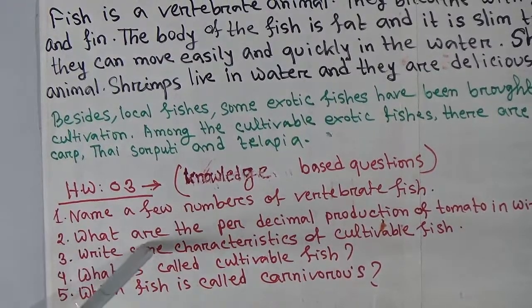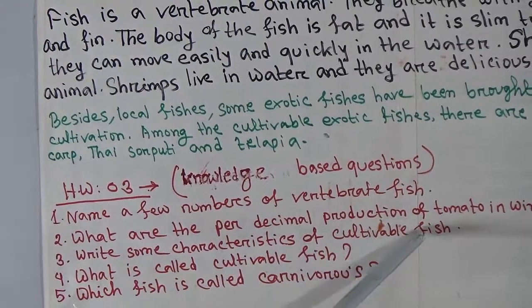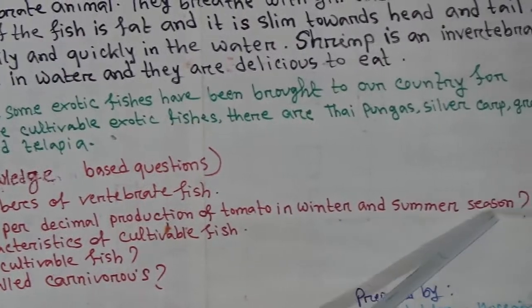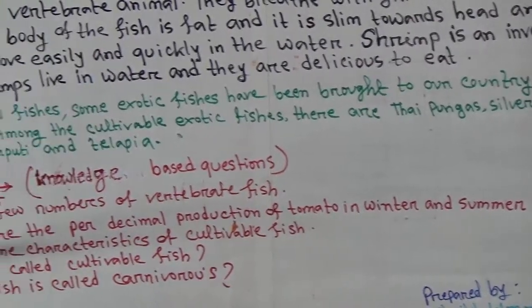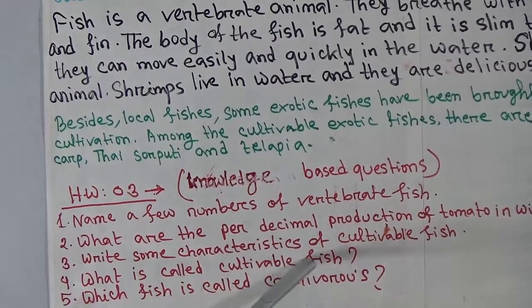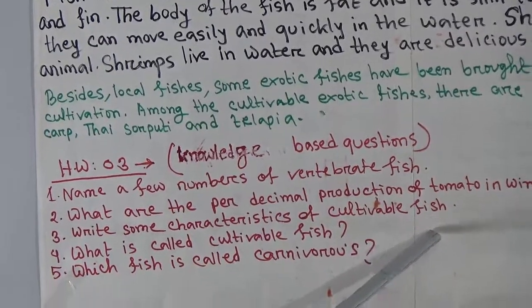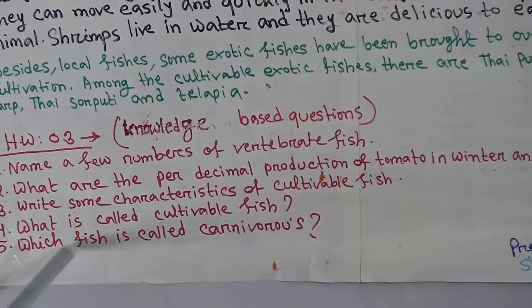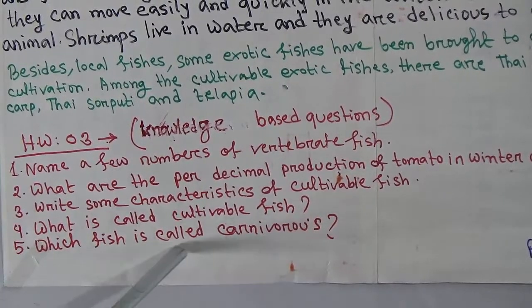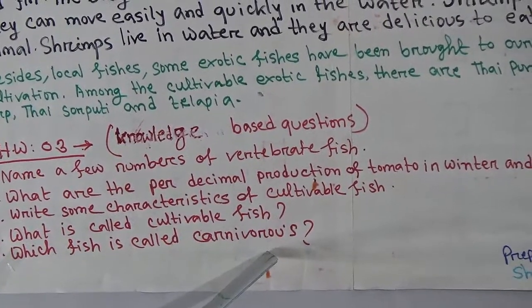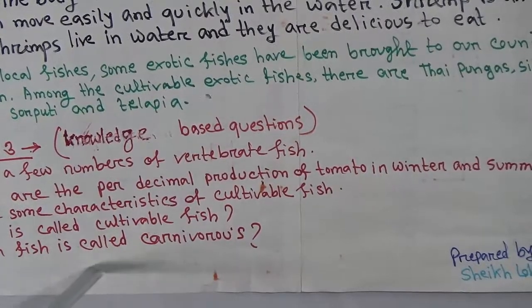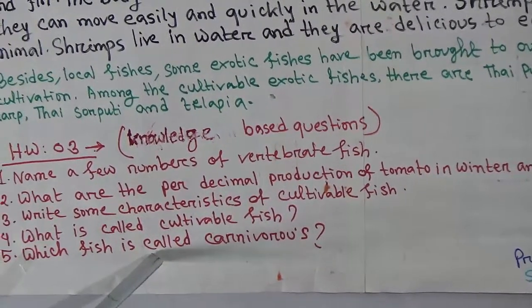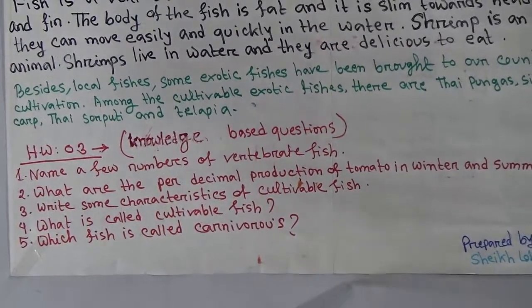Number 2, what are the per decimal production of tomato in winter and summer season? Number 3, write some characteristics of cultivable fish. Number 4, what is called cultivable fish? And the last one is, which fish is called carnivorous? These are all about our HW, where only 5 questions are given, knowledge based. So please submit this HW next Sunday.